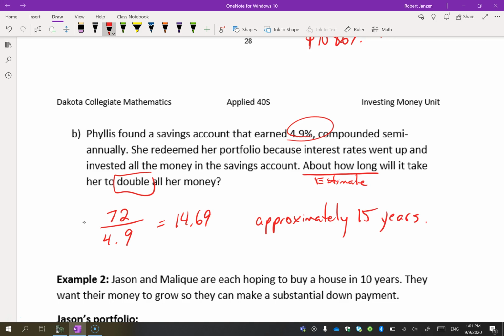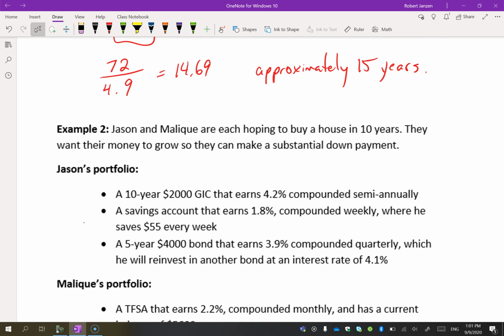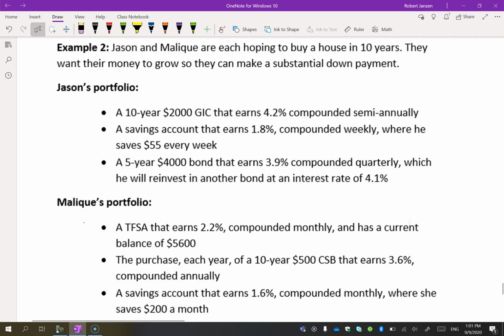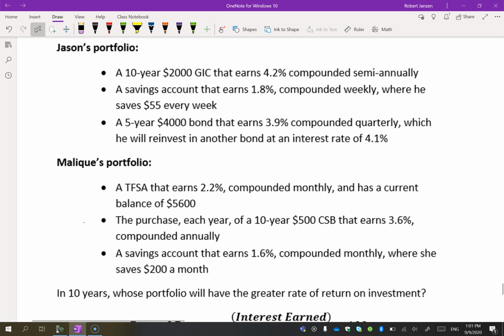All right. Let's look at an even more complex one. Jason and Malik are each hoping to buy a house in 10 years. They want their money to grow so they can make a substantial down payment. So let's take a look at Jason's portfolio and then we'll look at Malik's portfolio. Okay? Let's see if we can put it all together.